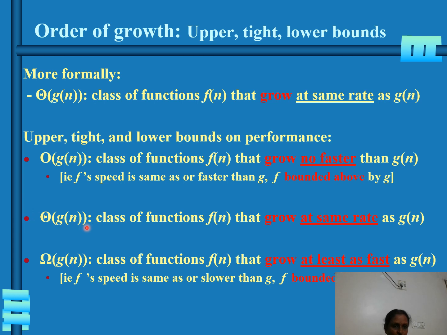Then theta of g of n defines the tight bound of an algorithm. Okay, so f of n is in theta of g of n when it grows at the same rate as g of n. So the order of growth should be equal, whereas in big O of g of n, the order of growth of f of n should be less than g of n, whereas in omega it should be greater than.